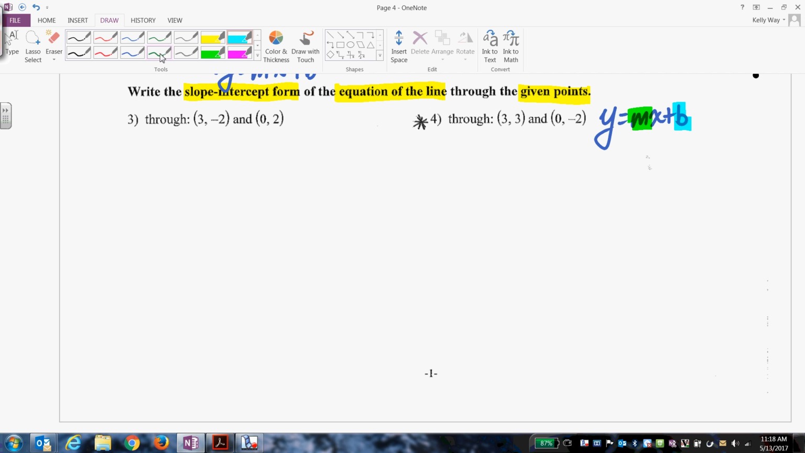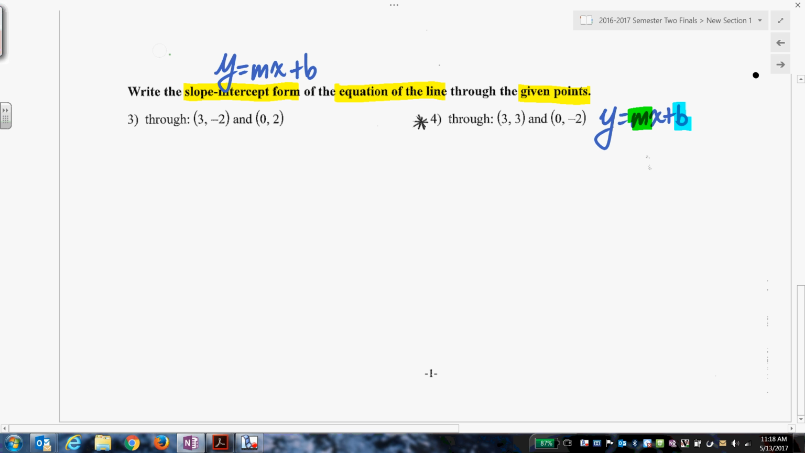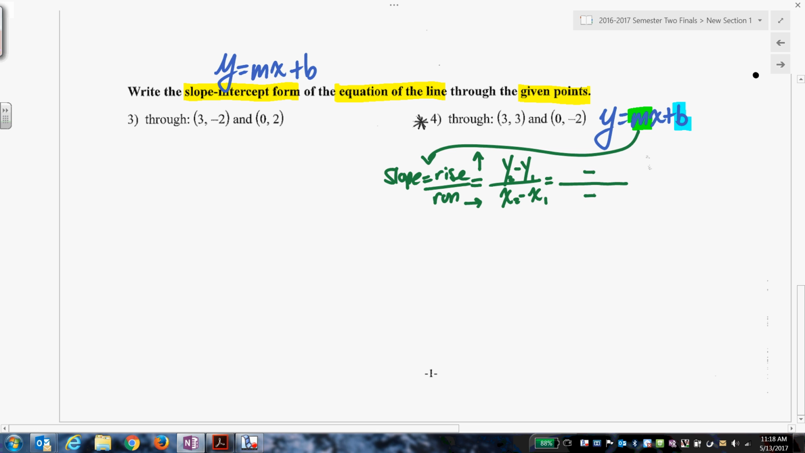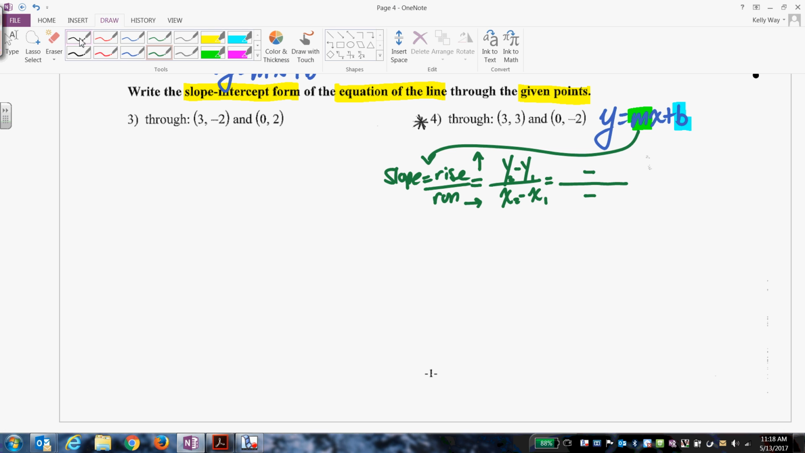Take a moment. Let's ask ourselves how we can find the slope. Let's do the slope first. Slope equals rise over run. To find the rise, we subtract the y's. To find the run, we subtract the x's. Let's go ahead and make our template. Remember, a template you do before you put your numbers in.